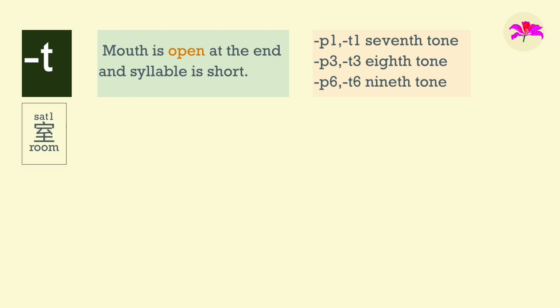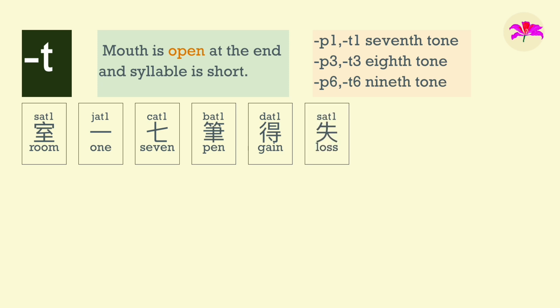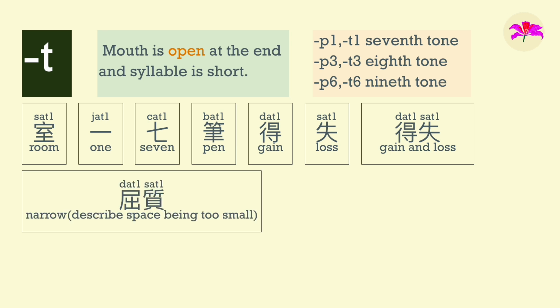In the 7th tone, 室 room. 筆 pen, 得 gain, 失 loss, 得失 gain and loss, 屈質 narrow, describe space being too small. In the ninth tone, 實 real.